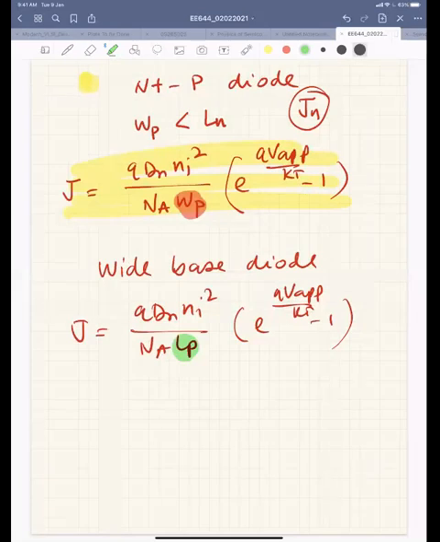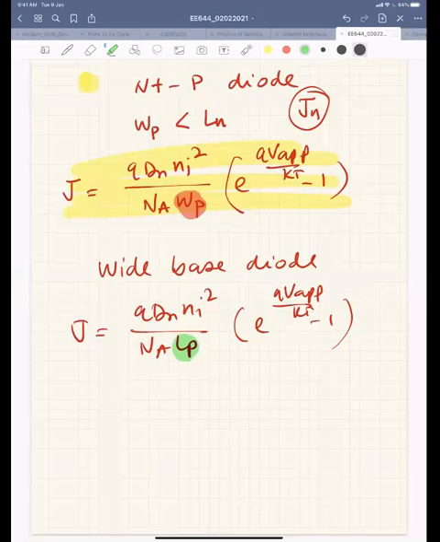So the width of the base should be much lower than Ln. Then you could control the current not only by applied voltage, you could control it by changing the width of the base. That's why it's called a narrow base diode, because people started thinking about the bipolar transistor, where they control the base width to control the current.